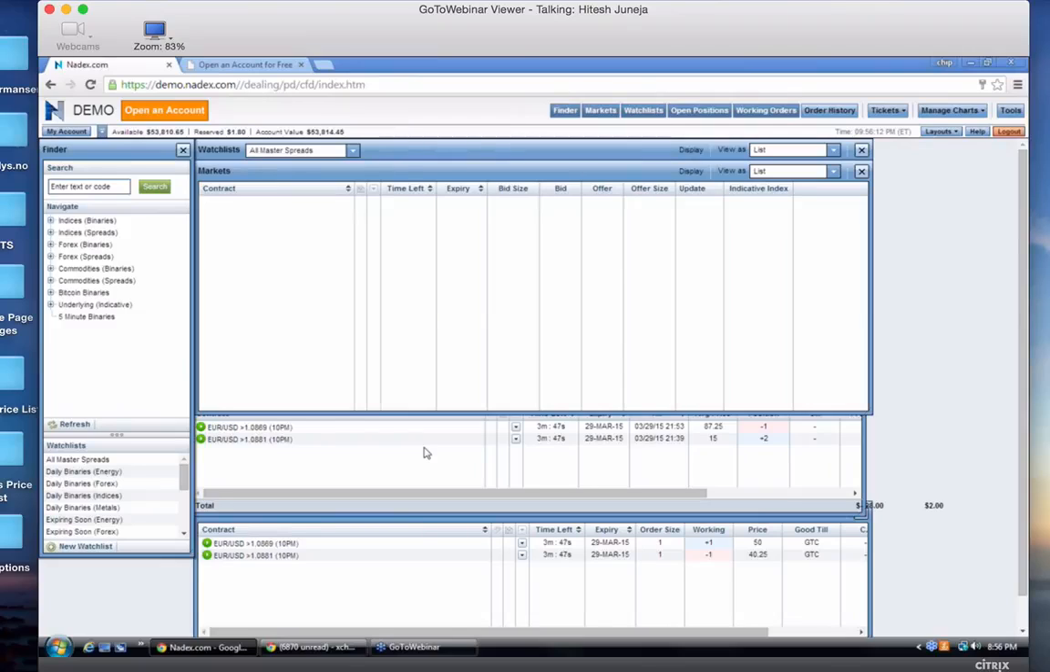Remember, you don't need to take 10 trades a day to be profitable. You just need to take 2 or 3 good trades. That's really what you should be focusing on right now.